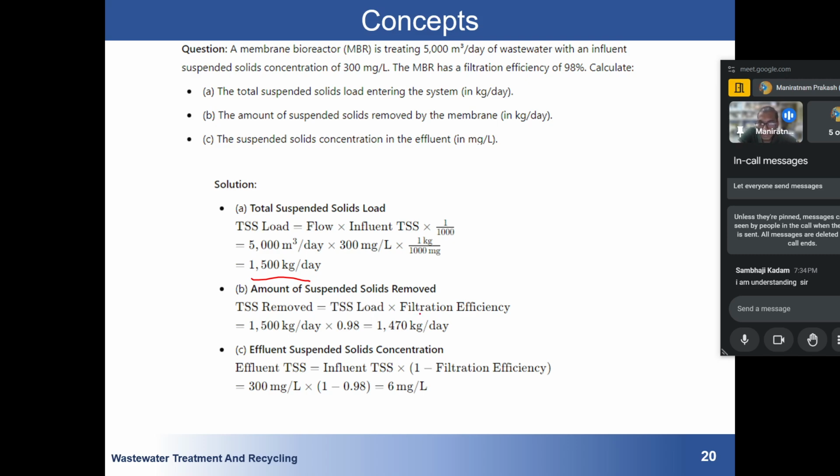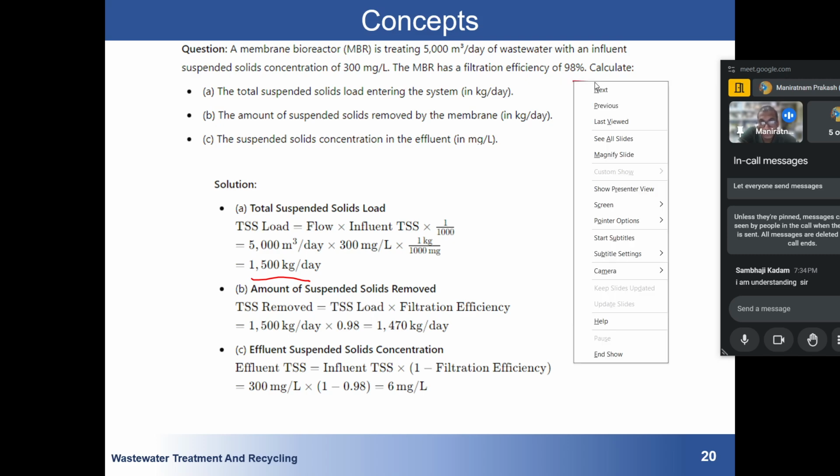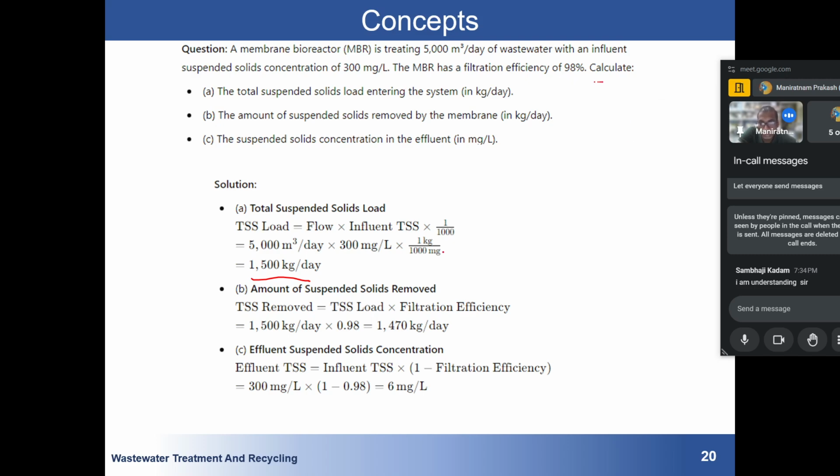Then amount of suspended removal, again this is same TSS load into filtration efficiency. 1500 kg per day was coming, efficiency was 98%, means how much TSS was removed. 1470, means this much amount per day was coming, out of which this much removed by this MBR. You can see the efficiency is 98%, very high removal efficiency.